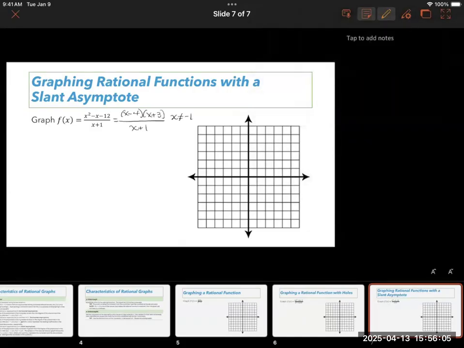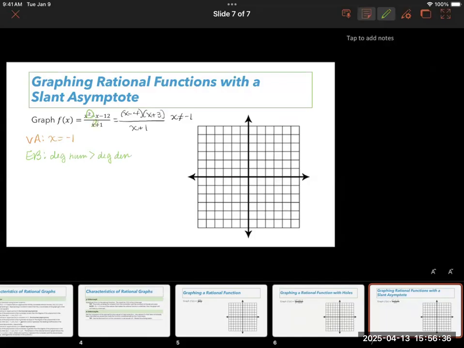Since there is no common factor in the numerator or the denominator, that means I'll have a vertical asymptote at x equals negative 1. For end behavior, this is a case where the degree of my numerator is greater than the degree of my denominator. I have a 2 on top, I only have a 1 on the bottom.